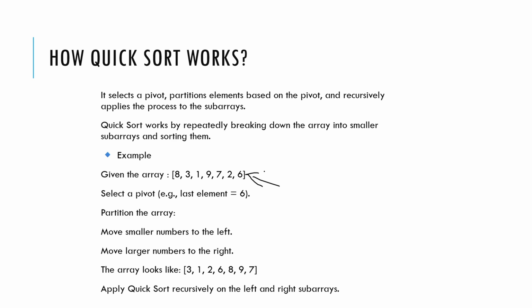Selecting the pivot element is crucial because it affects performance. The last element is often chosen because it has advantages. For example, it has a simple implementation. We simply use the last element on the list. It works well on random data.